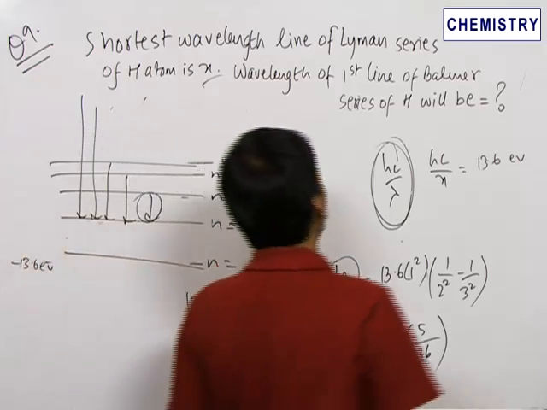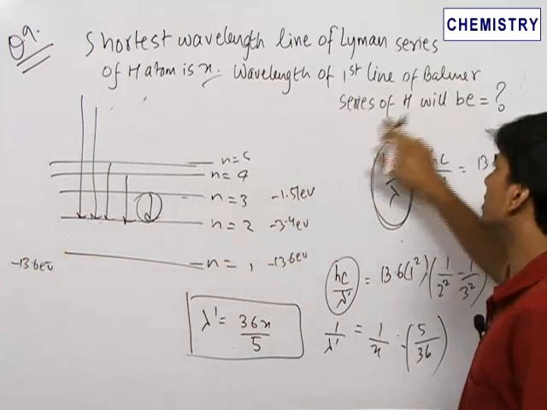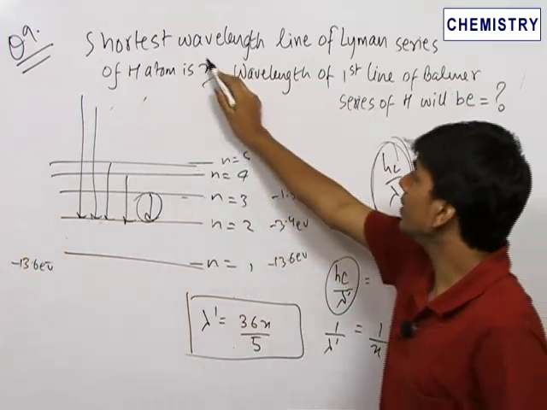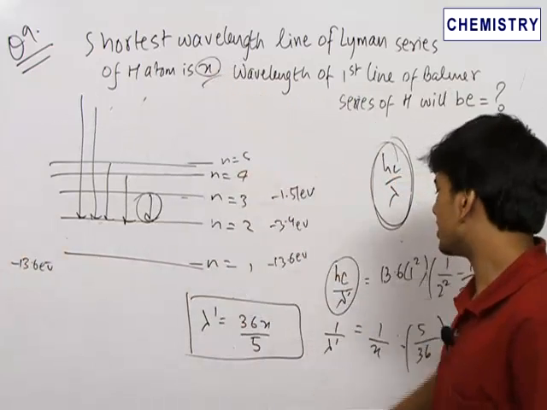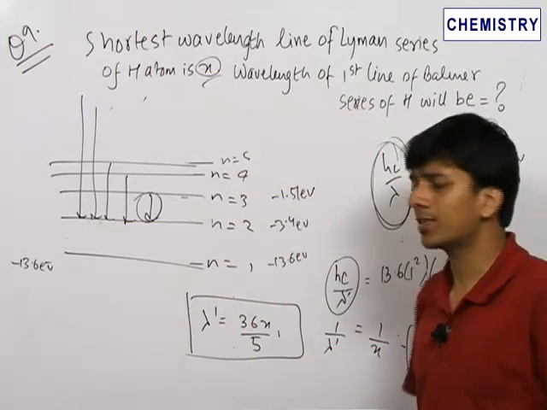So the final answer for the wavelength of the first line of the Balmer series, in terms of the shortest wavelength line of the Lyman series, comes out to be equal to 36X upon 5.